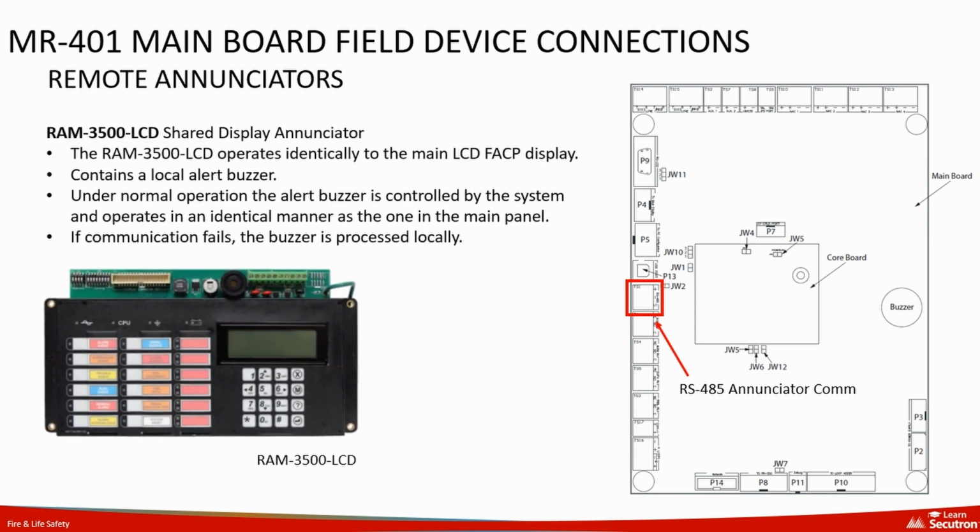The RAM 3500 LCD shared display annunciator operates identically to the main panel display and includes a local alert buzzer. This buzzer is system-controlled and functions in the same way as the buzzer on the main panel during normal operation. The RS-485 annunciator communication terminal is highlighted on the main board, indicating where the remote annunciator connects.